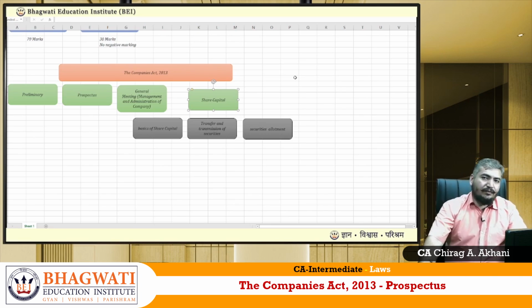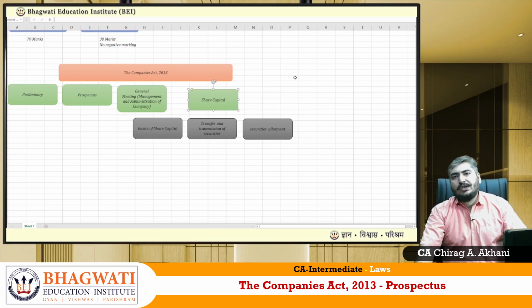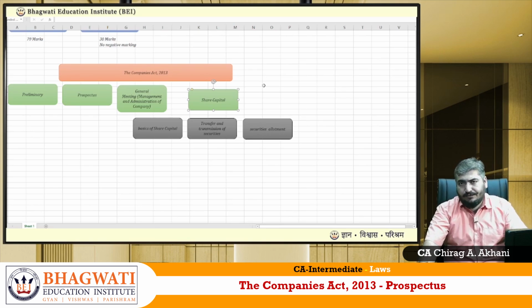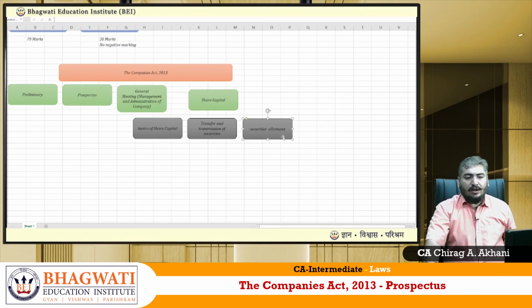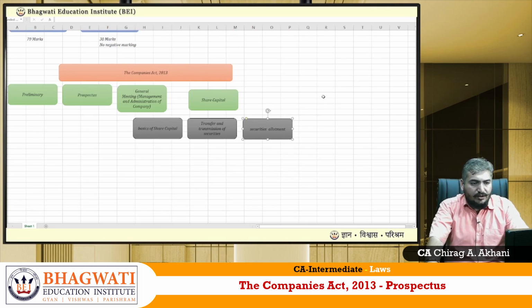So here we are going to learn when the allotment of securities becomes valid, what kind of rules, regulations and provisions need to be complied with, and under what circumstances that allotment would be treated as void or irregular. Now one point I want to draw your attention to: I have used the word securities and not shares here. Securities doesn't mean only shares. We also include debentures.